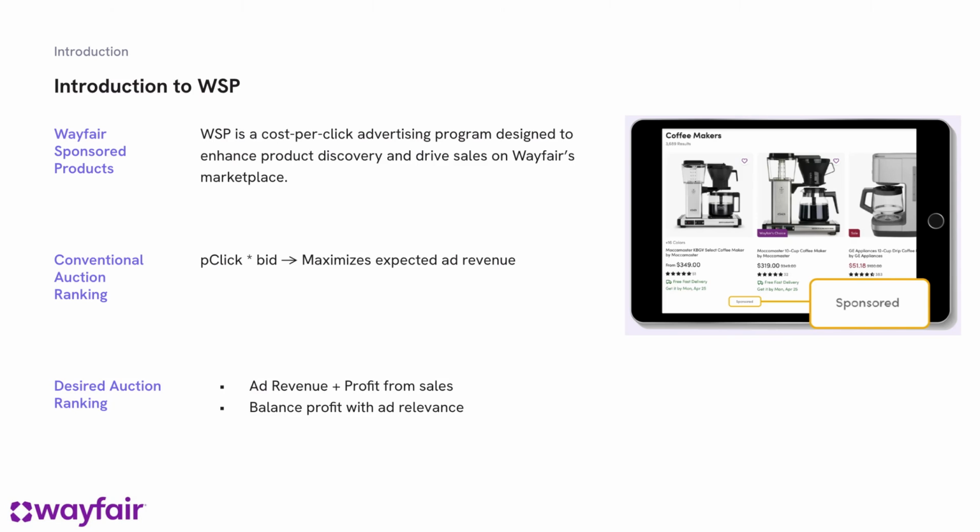A common and widely used ranking function in online advertising is pClick times bid, which essentially maximizes expected ad revenue. In this work, we want to design a new ranking function which incorporates both ad revenue as well as profit from sales. In addition, it also includes relevance to balance profit.